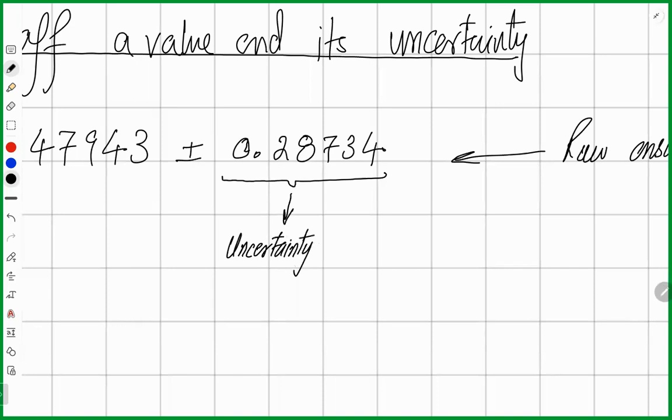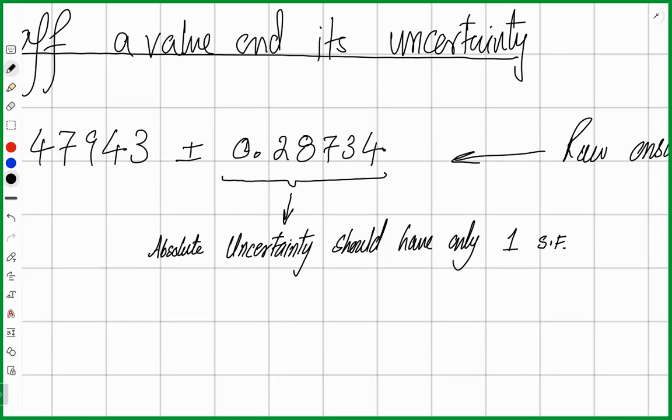uncertainty, and we are talking about absolute uncertainty, should have only one significant figure. So let's see if you can round off this number to one significant figure. What will be this number if I round it off to one significant figure? 0.3.